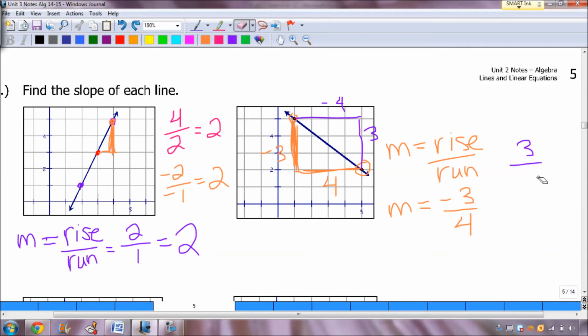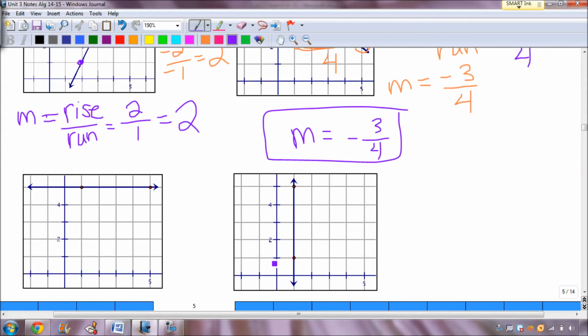Okay? And this should make sense to you because the line is going down, so it should be a negative slope. If the line is going up, the slope should be positive. So my answer is negative 3/4. Okay? All right, let's take a look at the next one.